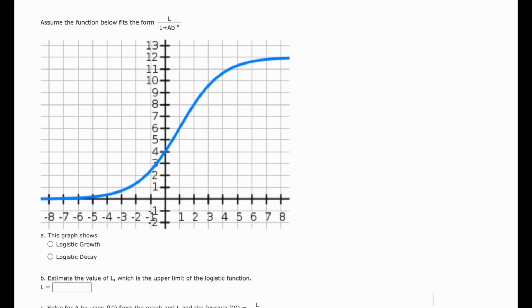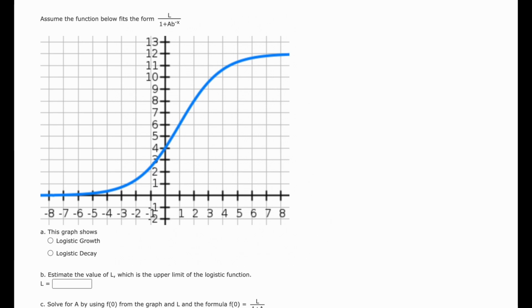It says here that the graph shown is a logistic function of the form L over 1 plus AB to the negative x. So L, A, and B are just constants of the logistic equation that we'd like to find based on the graph that we see. And this is called logistic growth because it's sloped up here toward a maximum value.